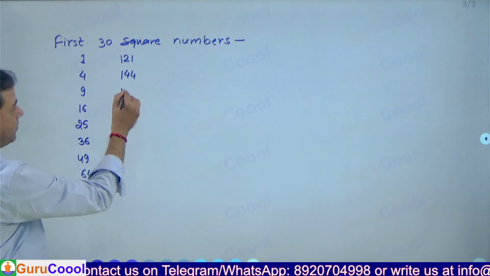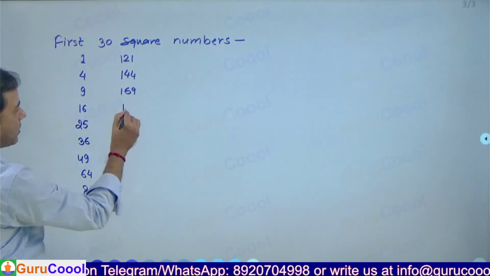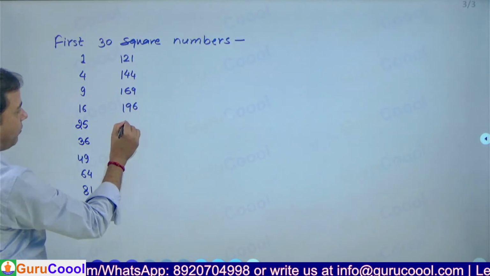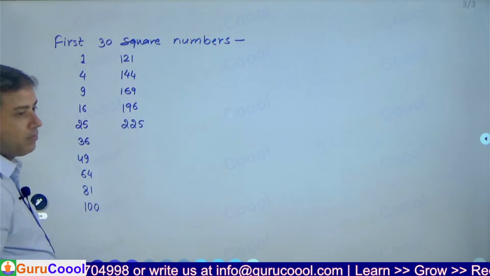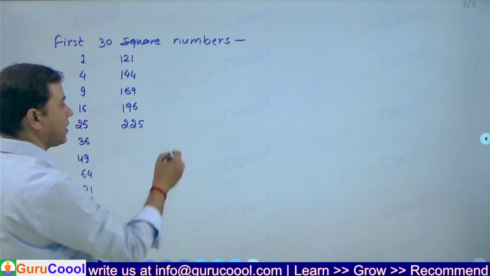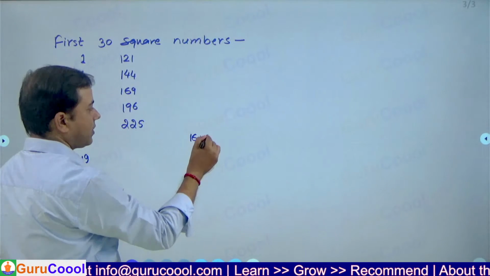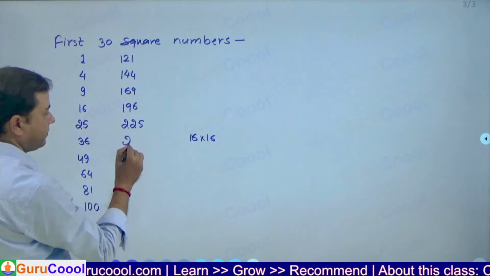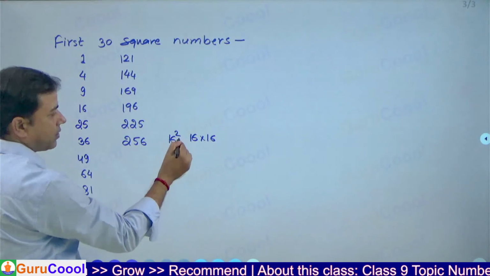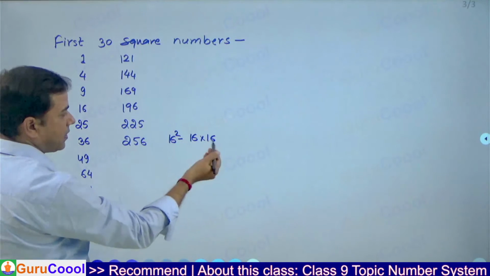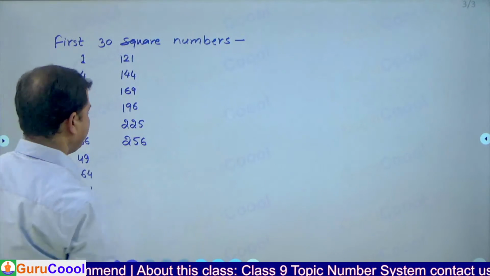13 square, 14 square, 15 square, 16 square. You have to just multiply 16 with 16. You will do 16 with 16 and you will get 16 square. 16 square means 16 into 16. Just multiply and you get that square number.